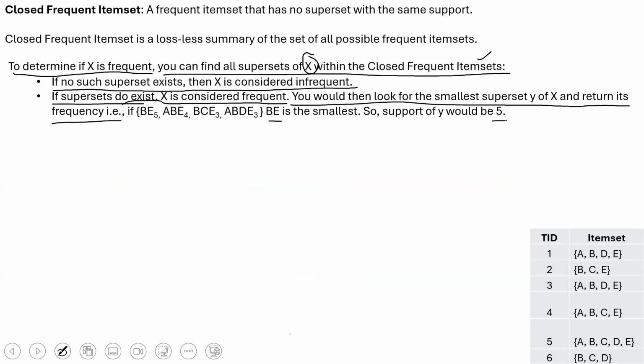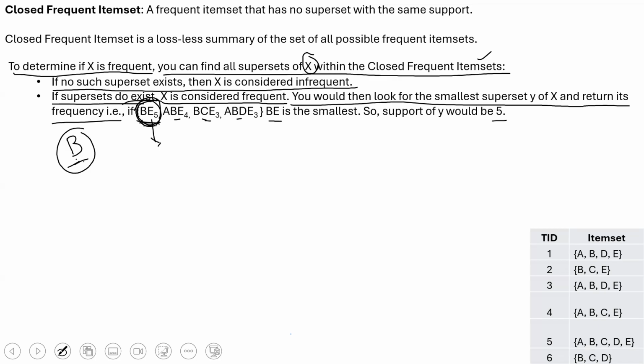Let's suppose you are trying to find out the frequency of B. B is a superset of AB, BC, B is a superset of BC, ABD, and you arrange all of them in order. Then the smallest item set's support would be the support of B. Smallest item set means the length of that BE has length 2, right? So that is what the smallest superset means.